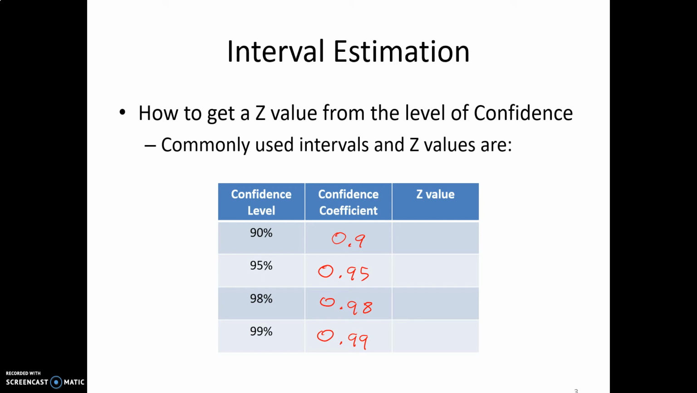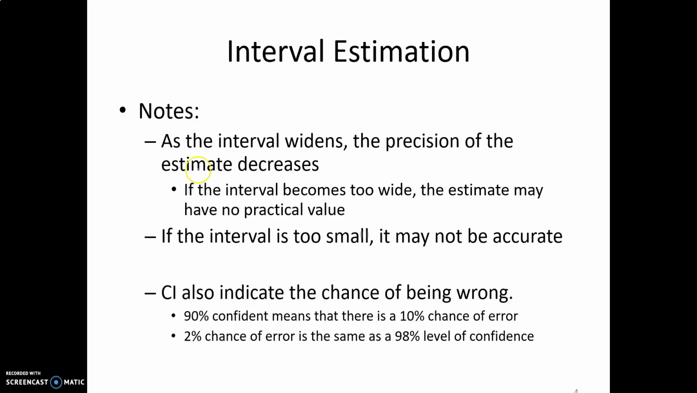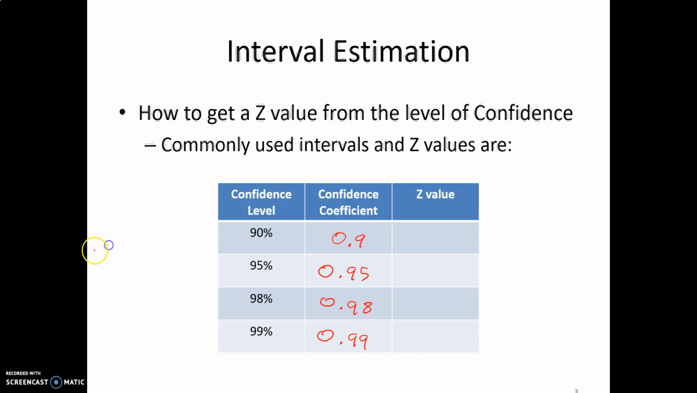So I'm going to show you how we can actually find the correct Z value. I'm going to use the 95% level. Okay, so we're going to draw out the normal distribution. There's our bell curve. 95% interval.